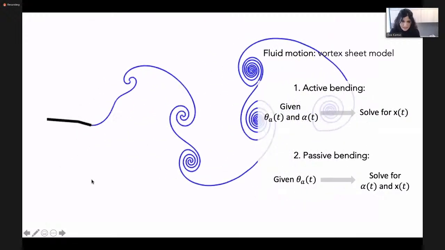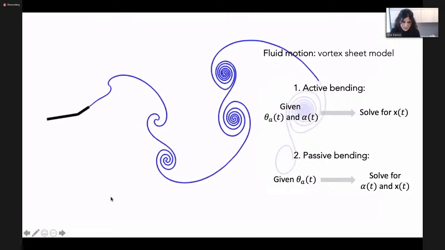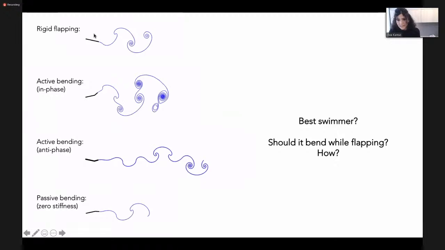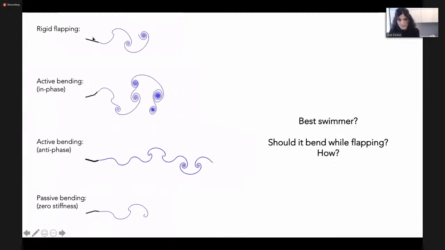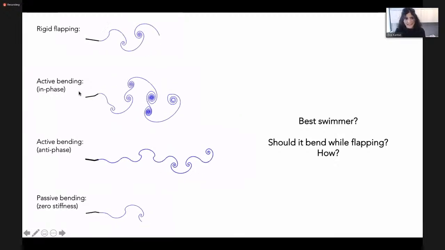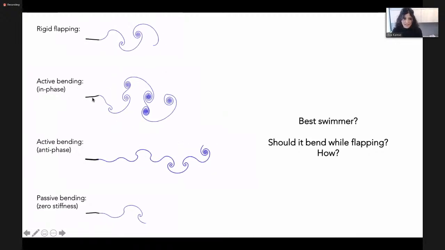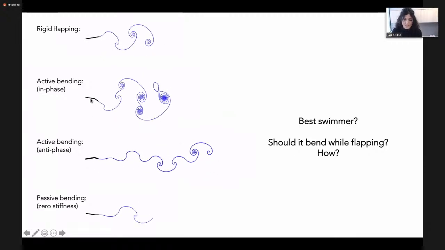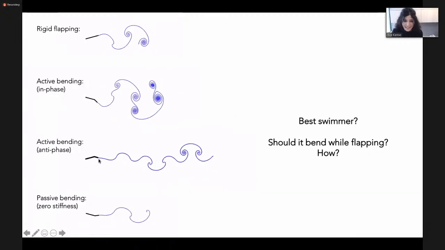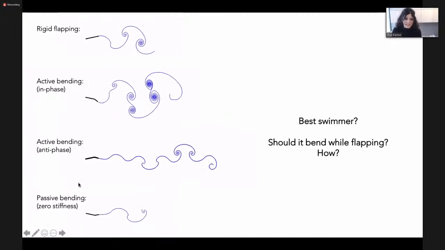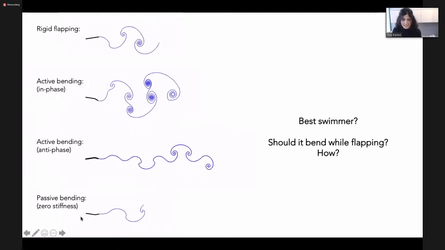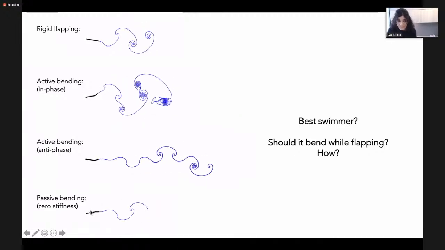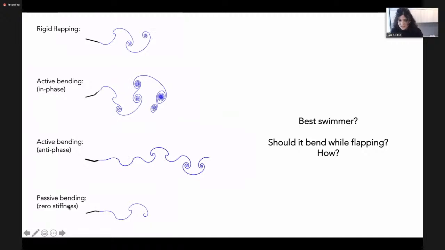And here are the few examples that we begin with. I have the rigid flapping as a control case, so flapping rigidly back and forth. For the active bending, you can decide on the phase in which you want to bend actively. So I'm showing two cases with two different phases: one where you're bending in phase and one where you're bending anti-phase. And the last one is passive bending. Here the tail, or the body, is bending passively with zero stiffness.